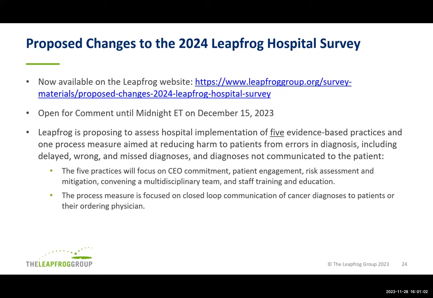As Divvy said, our practices will focus on a few different areas. There were 29 recommended practices, but just a few that we're focusing on in this early iteration of the proposed survey questions. So we're focusing on that CEO commitment, engaging patients, processes for risk assessment and mitigation, convening that multidisciplinary team, and staff training and education. Over the last hour, you've heard quite a bit from Jill and from Divvy about strategies they've used to implement these. We will have a recording of this webinar and the prior two available to you to listen to at your leisure, to get a sense of their strategies and spend some time thinking about how you might apply those in your own home hospitals.